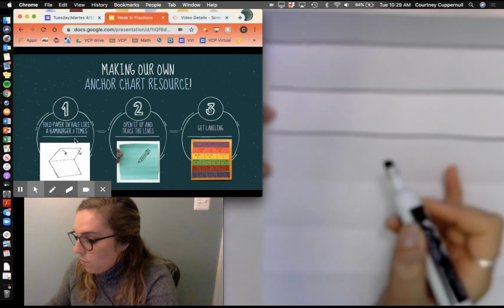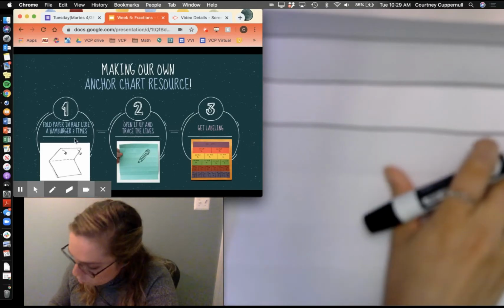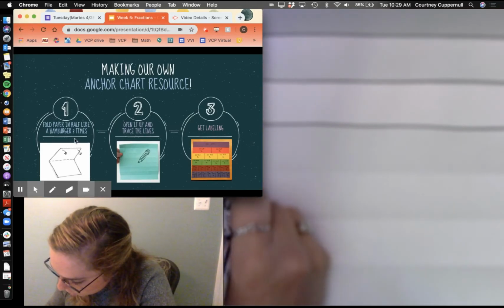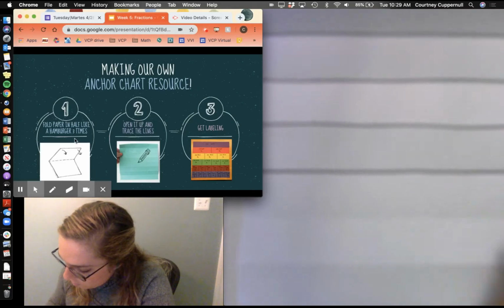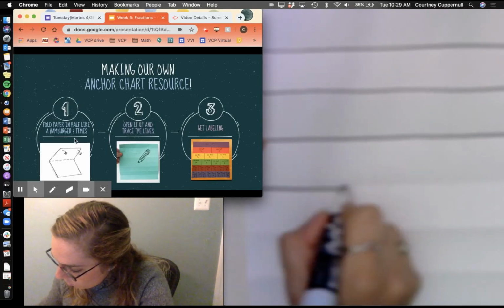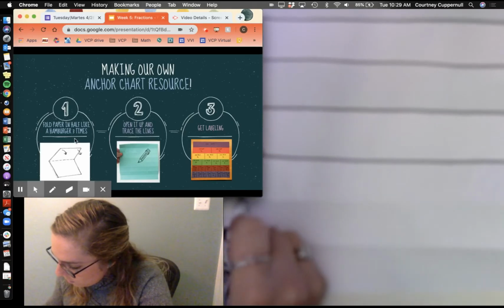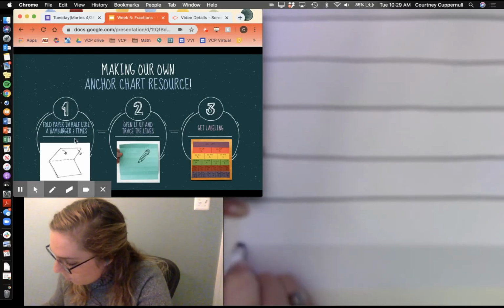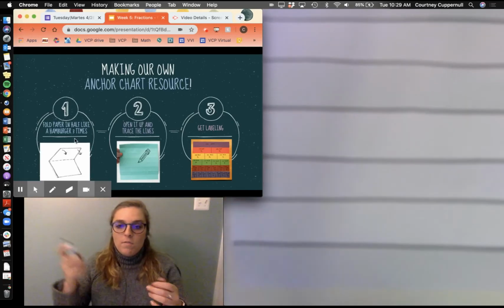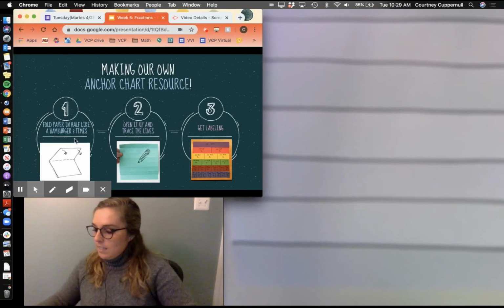Be really careful when you're doing this to make sure that you don't draw off your page, because I'm pretty sure your parents would be upset if you marked up their table or wherever you were working. So go ahead and trace all of your lines so that at the end you have a piece of paper that looks like this.